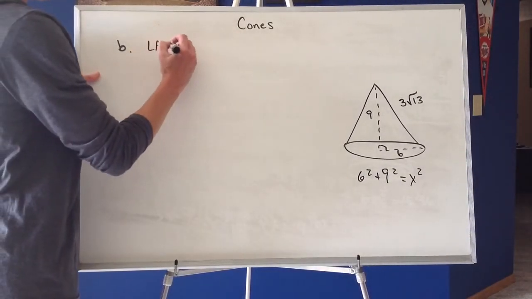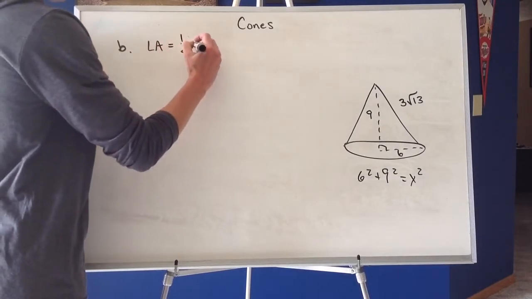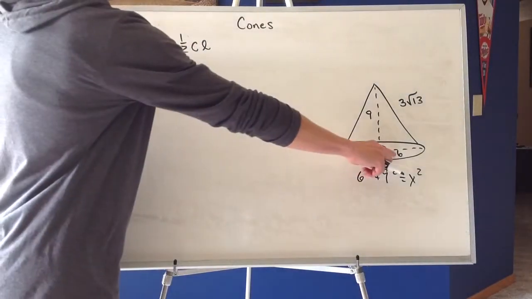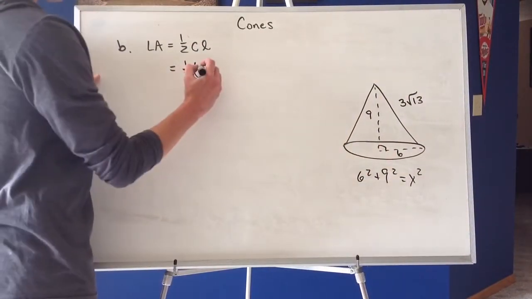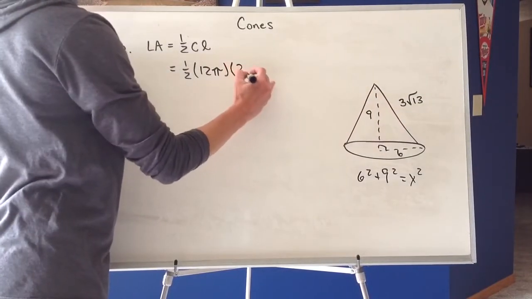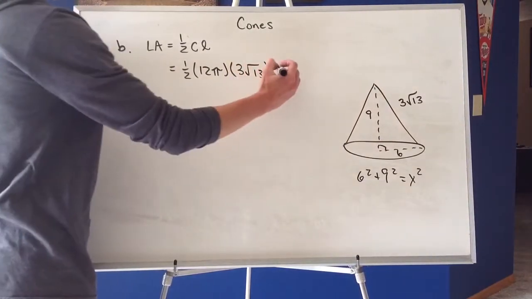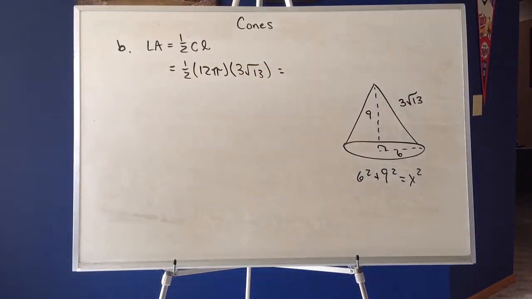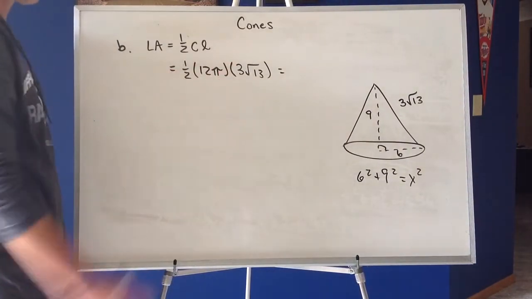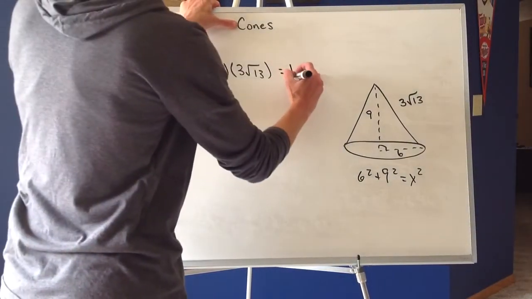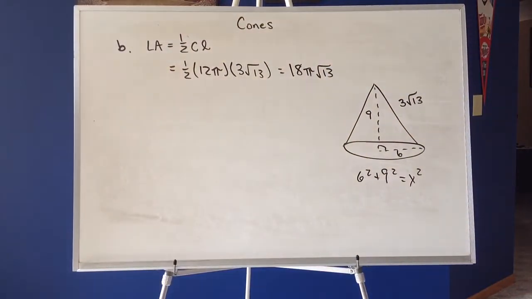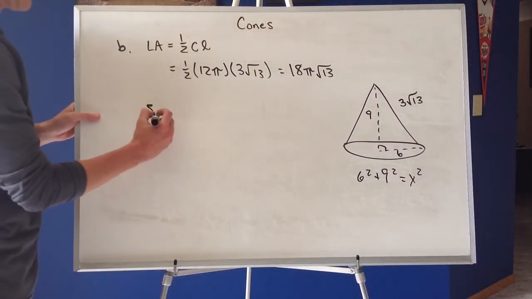So LA would be our 1/2 circumference times slant height. So for circumference, if 6 is my radius, times 2 would be 12 pi for my circumference, times my slant height, which is my 3 square root of 13. Now again, just be careful when you multiply this. I can multiply the 1/2, the 12, and the 3 together, which will give me 18. And then we'll just attach the pi and the square root of 13. Do not want to put those ones in the calculator.